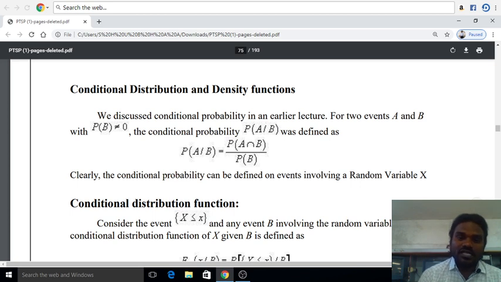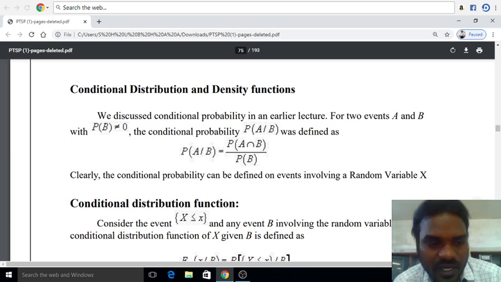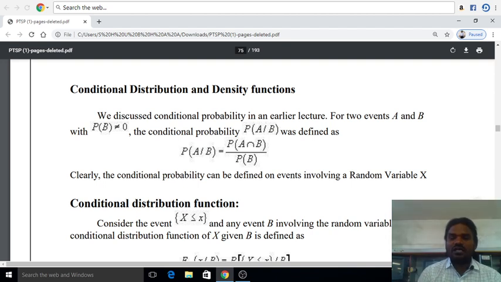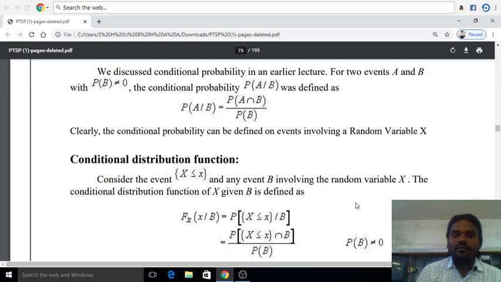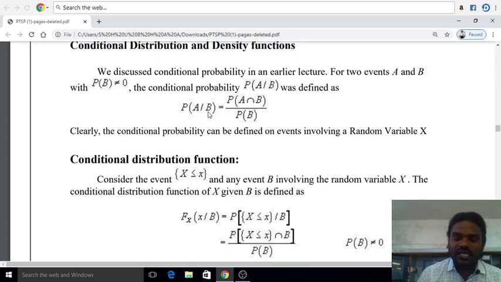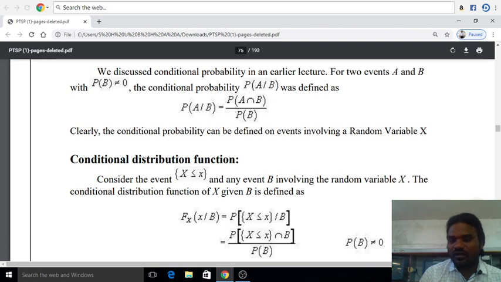By using this conditional probability, we go for the conditional distribution and its probability density function, PDF. From conditional probability, we know that probability of A given B equals probability of A intersection B divided by probability of B. And conditional probability can be defined on an event involving the random variable X only. We have discussed all these things in the first unit itself.